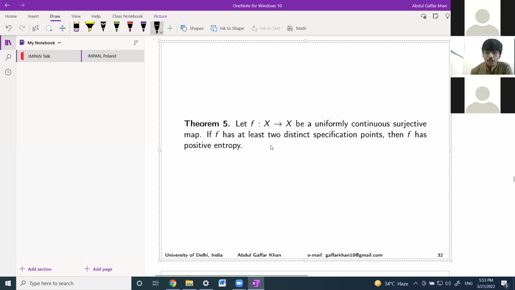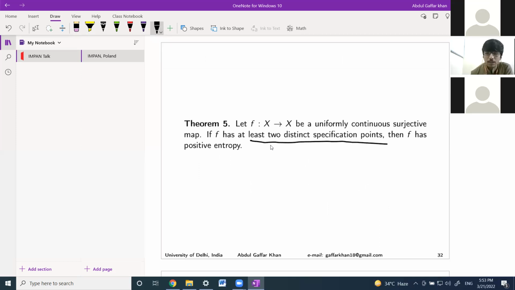The other application of specification points is the following: if F is a uniformly continuous surjective map and has at least two distinct specification points, then it has positive entropy. It is well known that if it has the specification property, this implies that the entropy of F is positive.